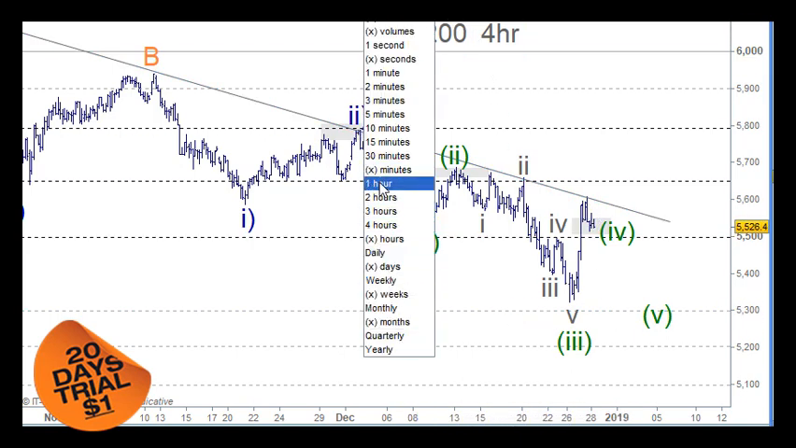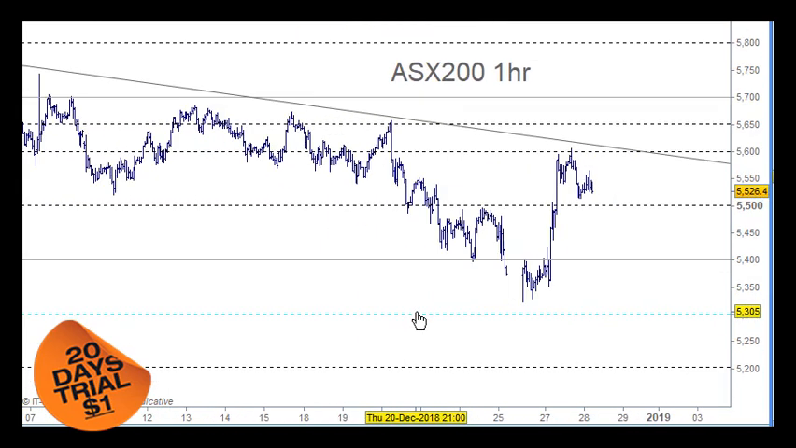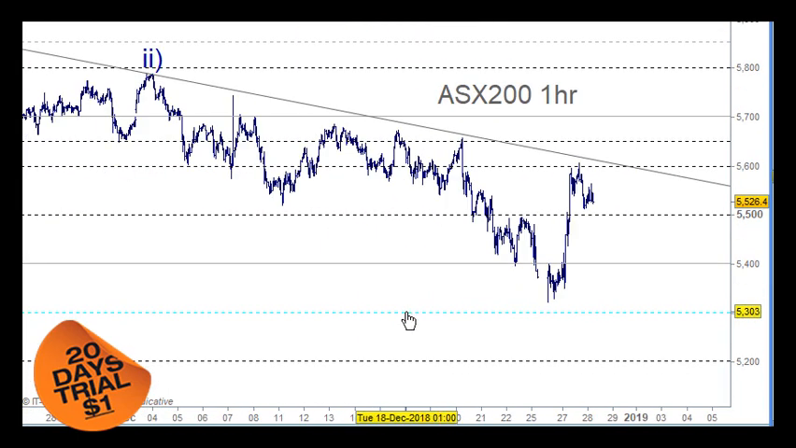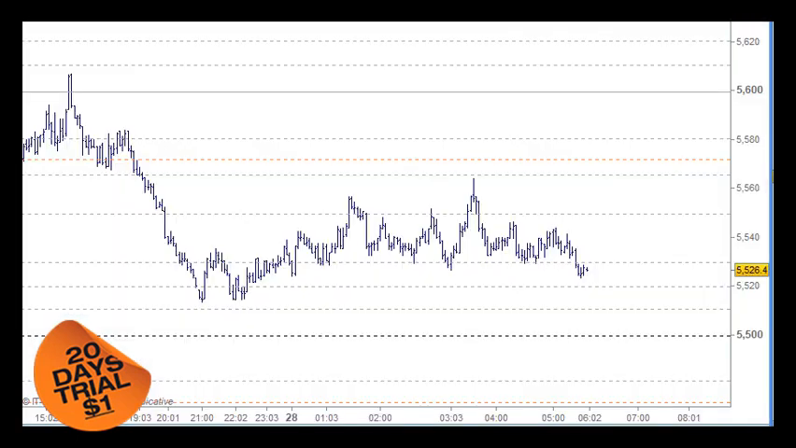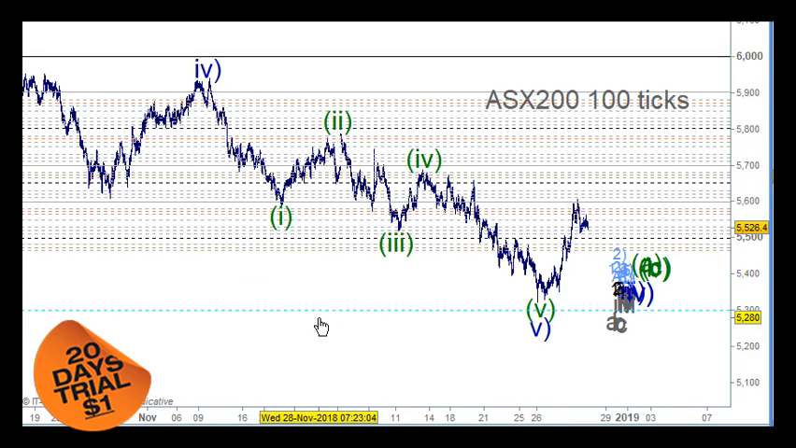Just go to the 1-hour chart. I'm not sure what I've done here. No, I've just got a blank sheet, so that's not going to help me. So let's focus on this here, because most of the work is intraday trading anyway. So I'll go to the tick chart, which is 100 ticks now.